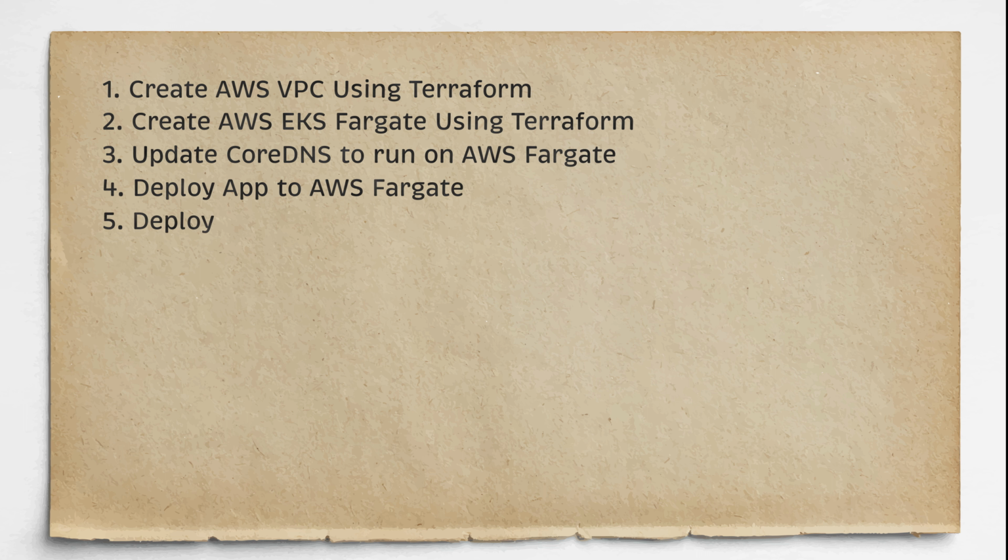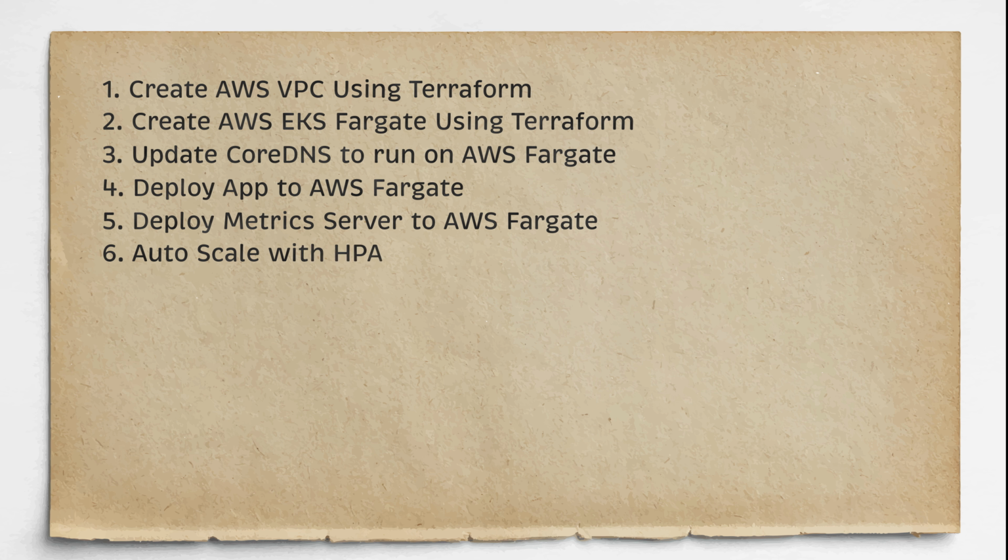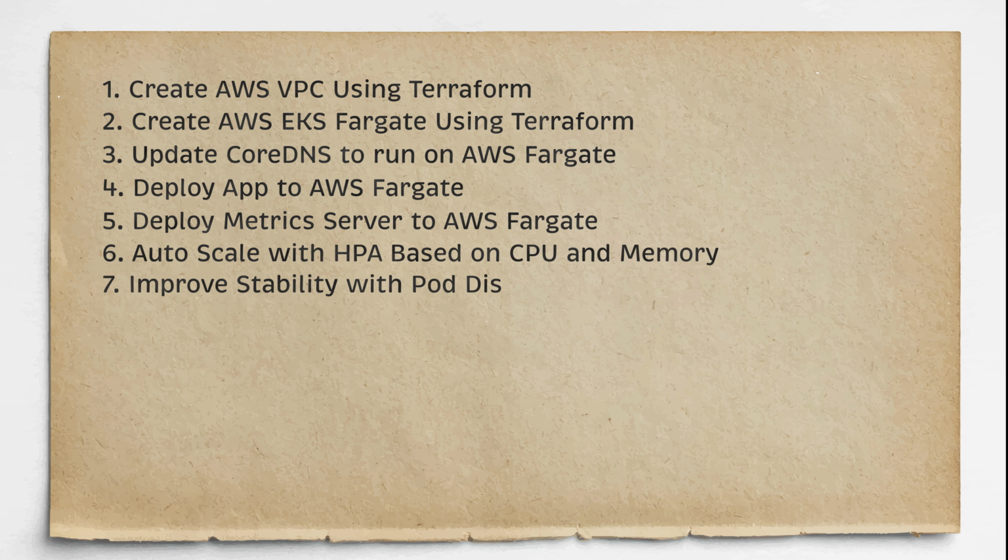We would need to deploy metric server to enable horizontal pod autoscaler to scale up and down pods based on the CPU and memory usage. Sometimes AWS Fargate will patch your pods with security updates, which will trigger pods to be killed and rescheduled on other Fargate nodes. To improve stability, we will create a pod disruption budget for our application.